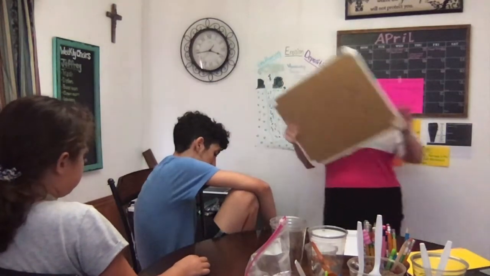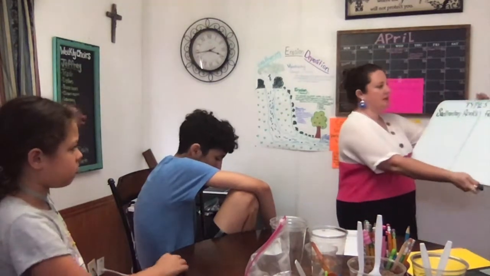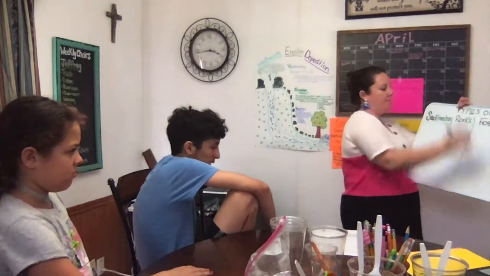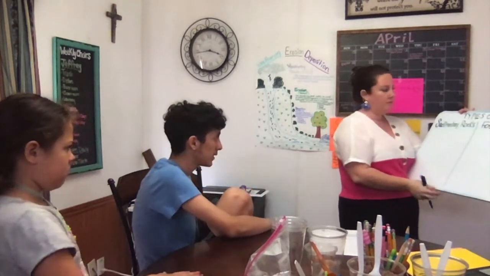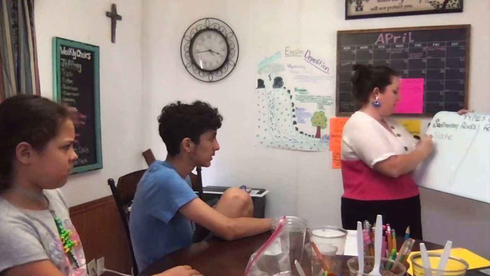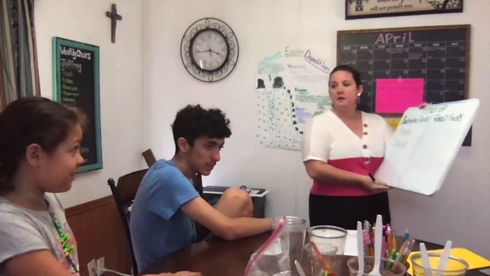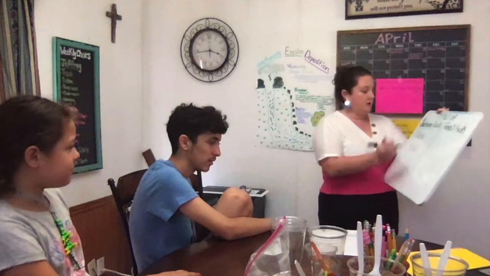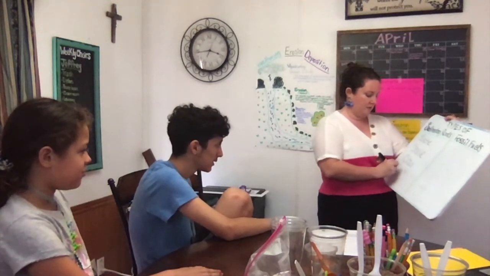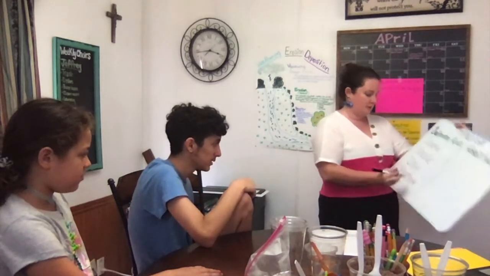Okay, now we're going to go over what are types of sedimentary rocks. Jeffrey, what do you think is a sedimentary rock? Slate, or shale, whatever they call it. Shale. Yeah. Okay, what else? Emma, what do you think? You don't know? Okay. So we have clay, limestone, and sandstone. Okay.